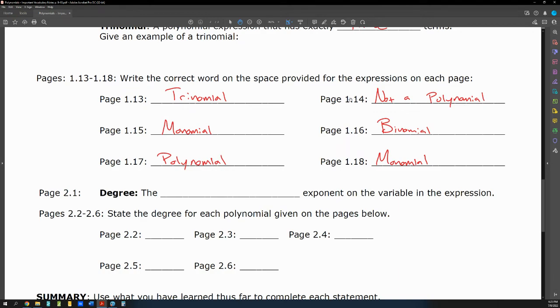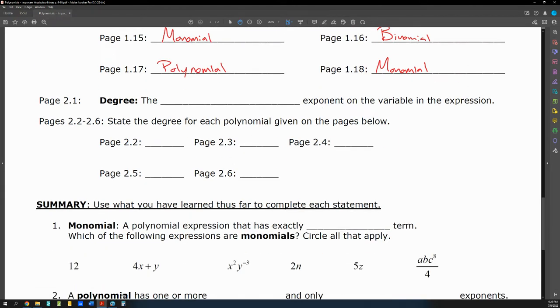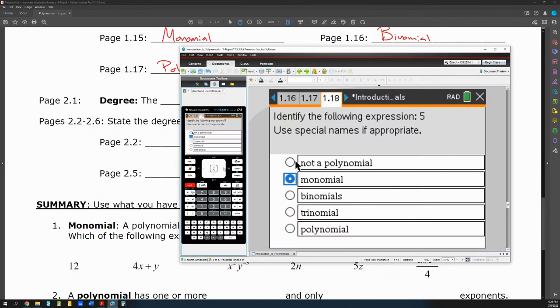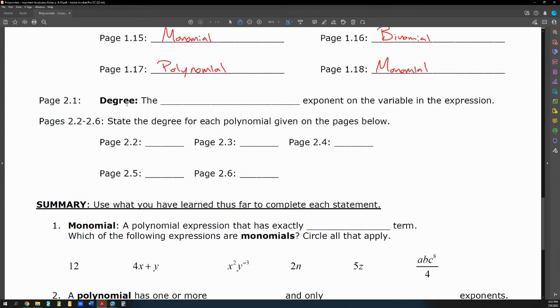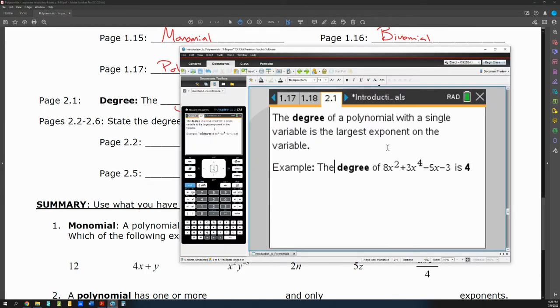We also classify polynomials by the degree. So we classify by number of terms and the degree. The degree of a polynomial with a single variable is the largest exponent on the variable, or I like to say the greatest exponent. So greatest in quantity. If we look at the example, 8x squared plus 3x to the fourth minus 5x minus 3, the degree of this polynomial is the greatest exponent, which in this case is 4. So the degree of this polynomial is 4.